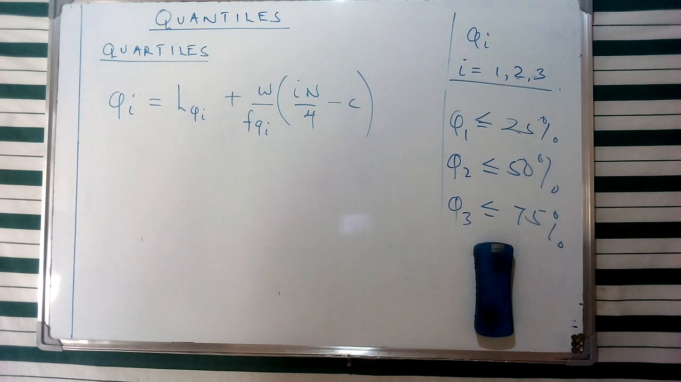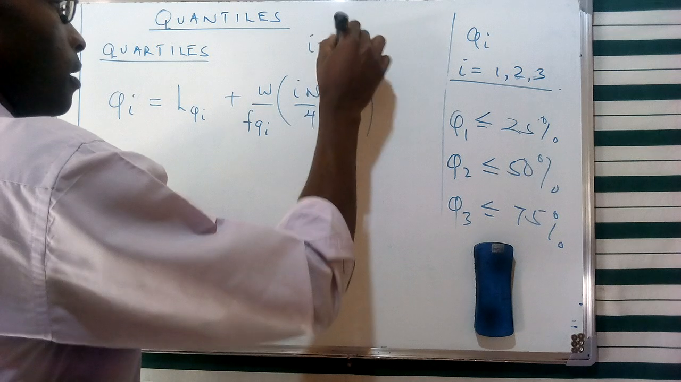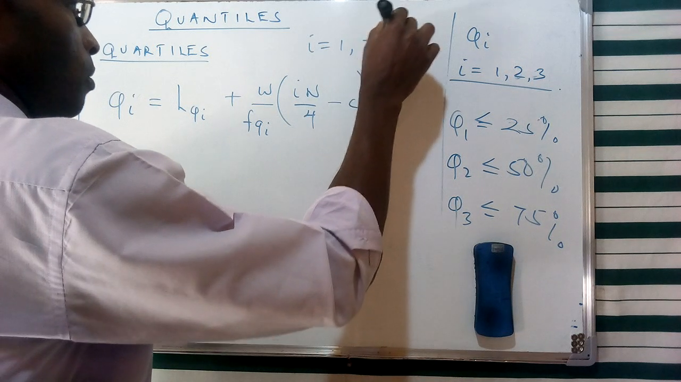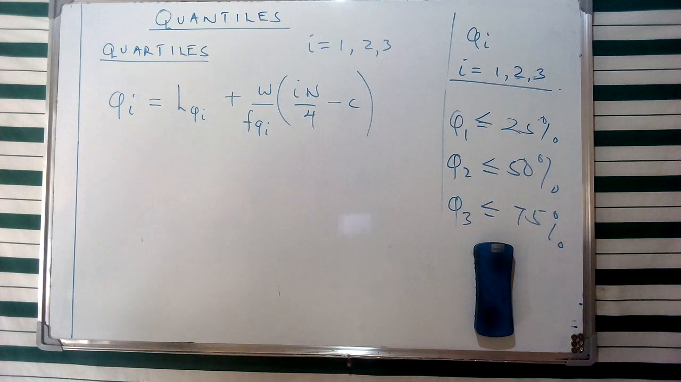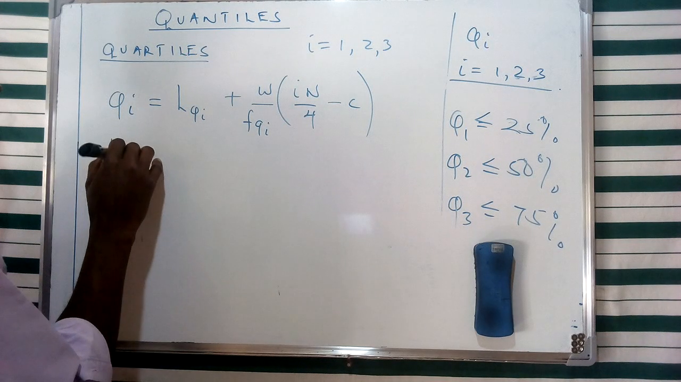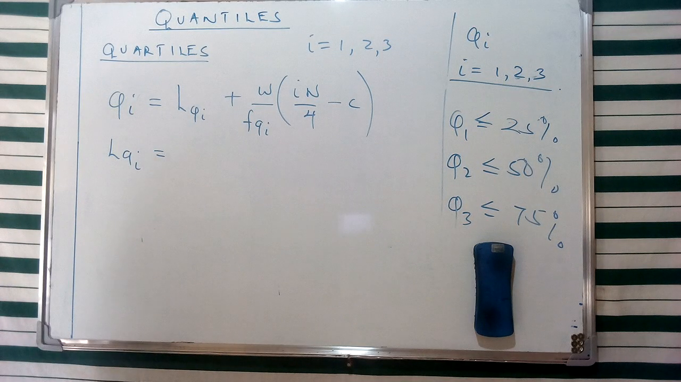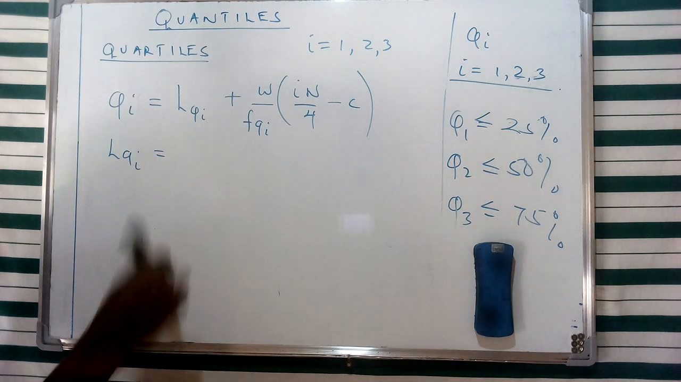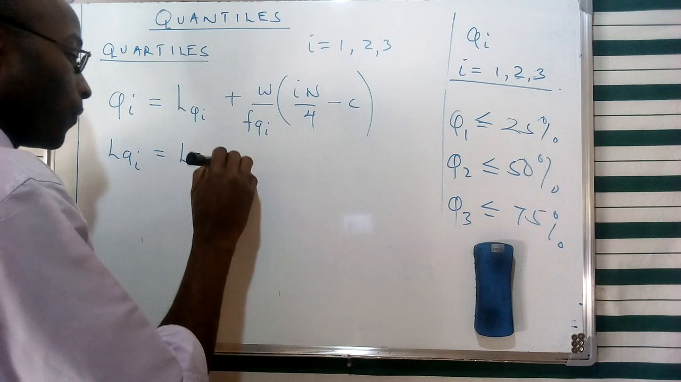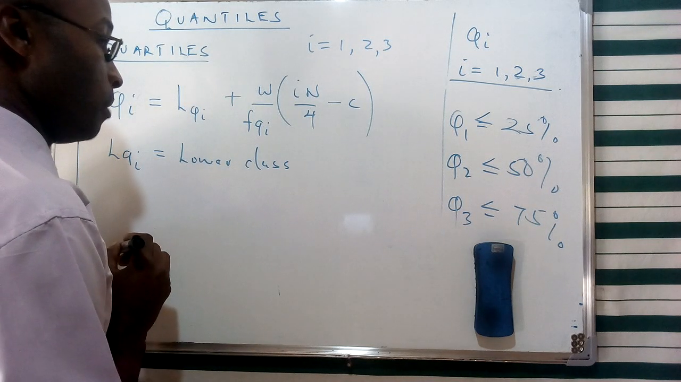So in this case, as I said, the values of I are going to be the first, the second, and third quartile, and that's going to give us a general formula. So I'm going to elaborate on this specific representation. I've talked about the LQI. This is going to form the lower class boundary of the quartile class. So we talked about the class boundary and the lower class limit in this case.